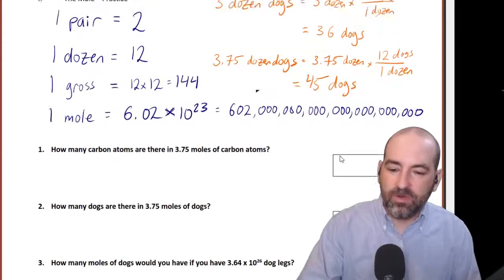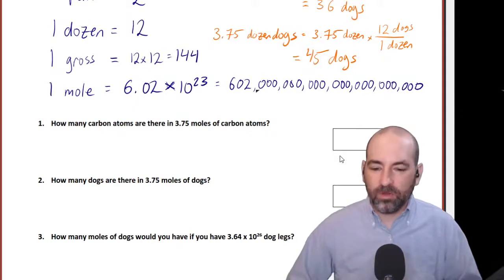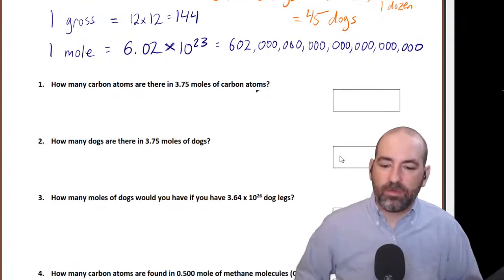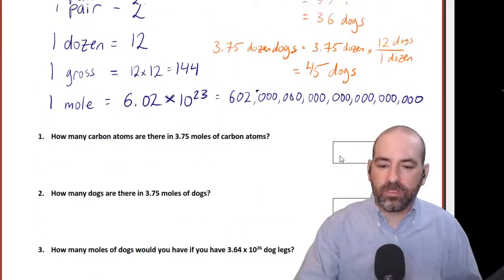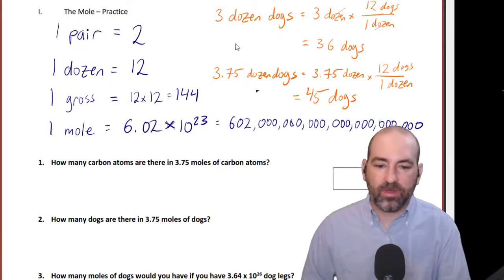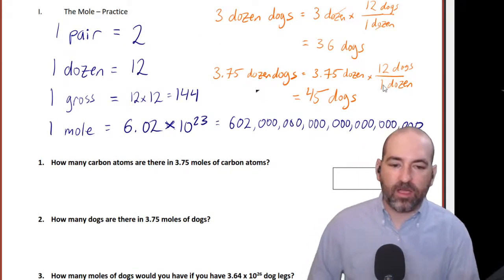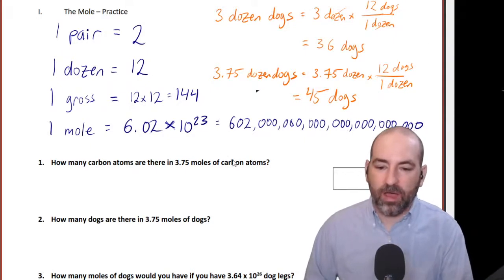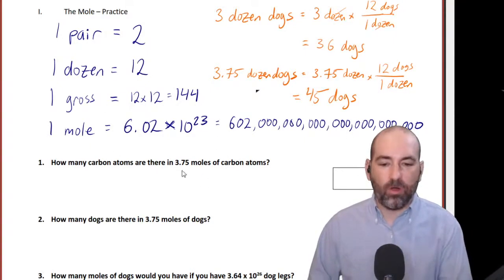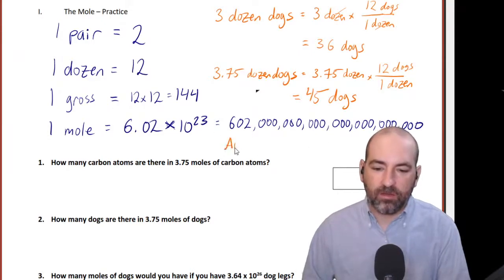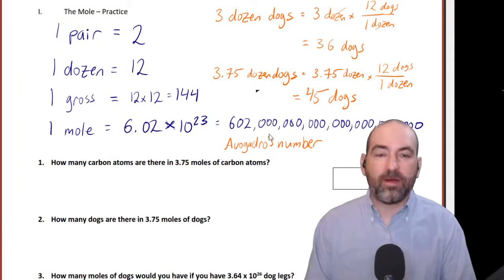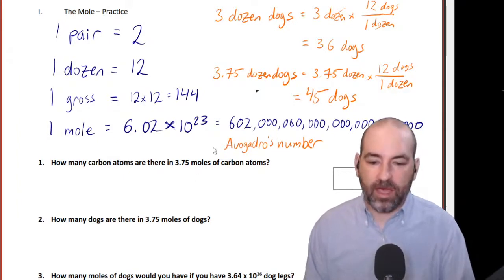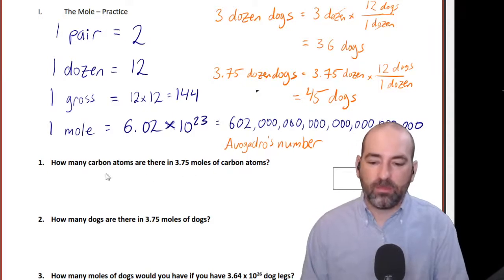All right. So now let's move into the mole range here. How many carbon atoms are there in 3.75 moles of carbon atoms? So notice this is the same basic type of question as with our dozens of dogs. But this time, instead of talking about 12 dogs per dozen, we're going to talk about this many carbon atoms per mole. This number, by the way, is called Avogadro's number. So we're talking about that many carbon atoms times however many moles. So this many per mole, that many moles. Let's solve it in the same way.